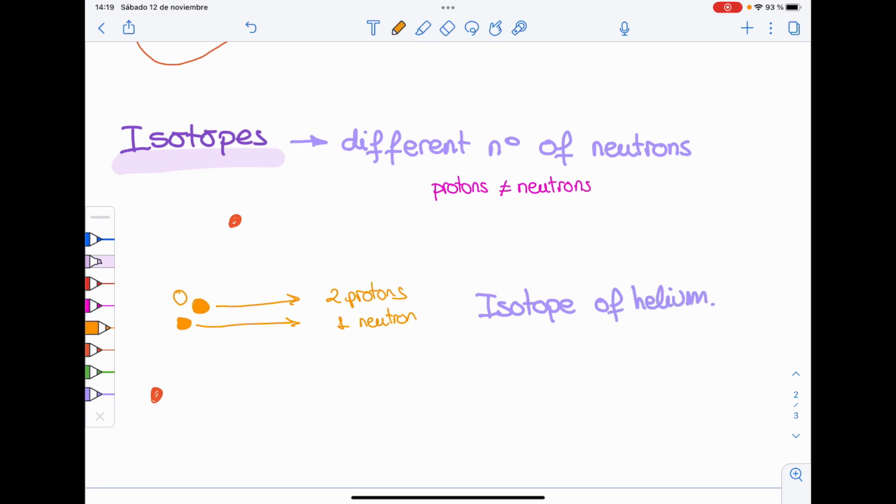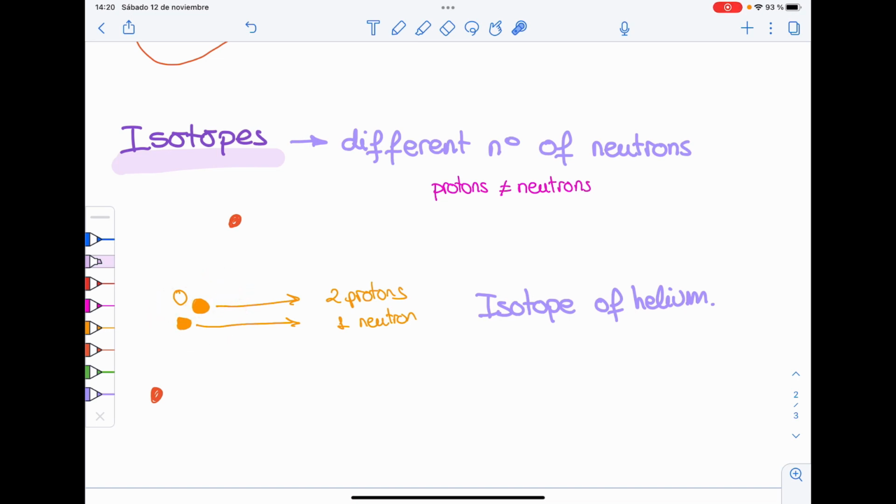And what happens if I have 3 neutrons? If I have 3 neutrons, it's also going to be an isotope of helium. If it has, let's say, 4 neutrons, it's also going to be an isotope of helium, because I have a different amount of neutrons and different amount of protons.